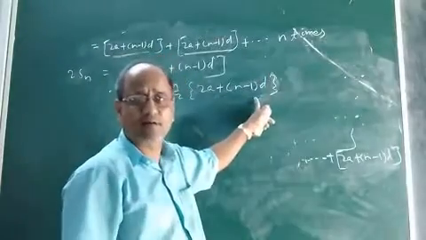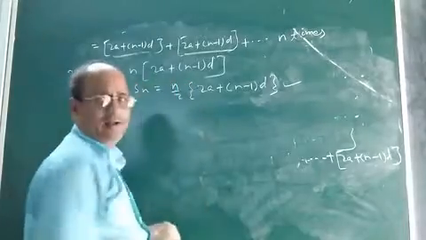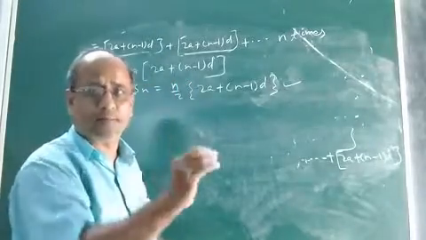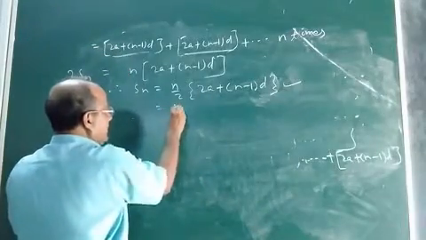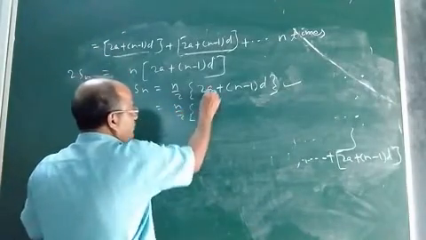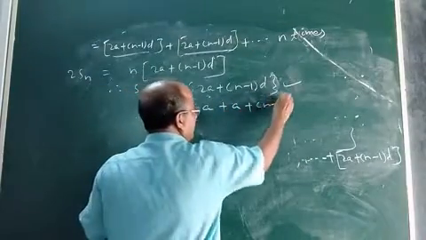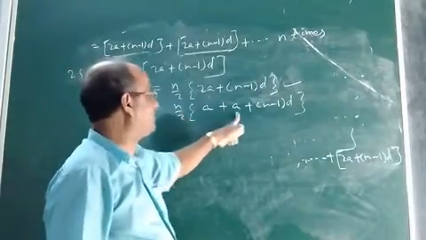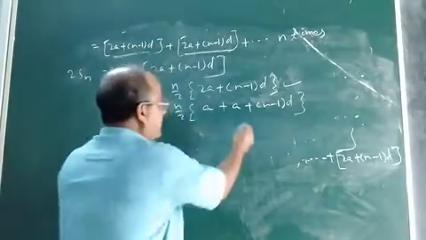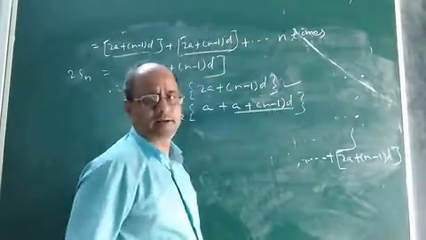We can still simplify it. You see, this is the formula, no doubt. This is the main formula to find the sum of n terms of an AP. We can simplify it further. How? See, we can simplify it like this. Suppose this 2a, you write a plus n minus 1 into d. Now look at this expression: a plus n minus 1 into d.